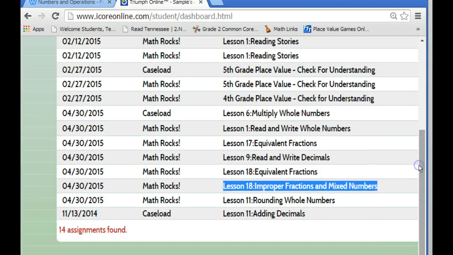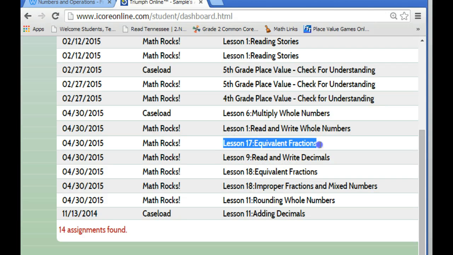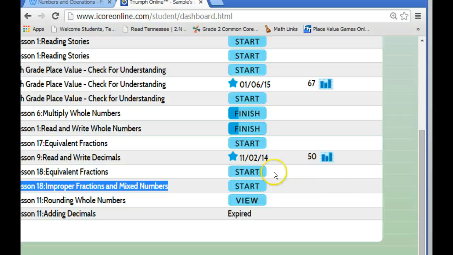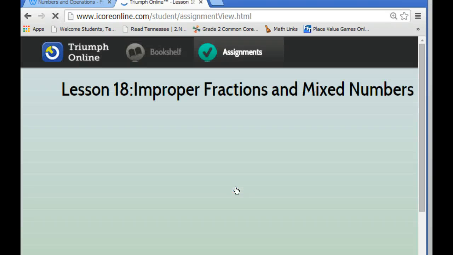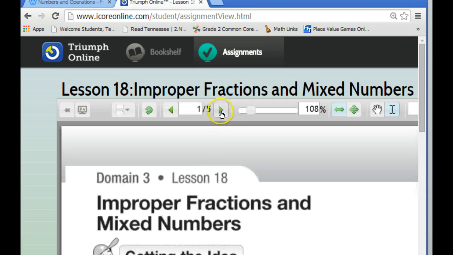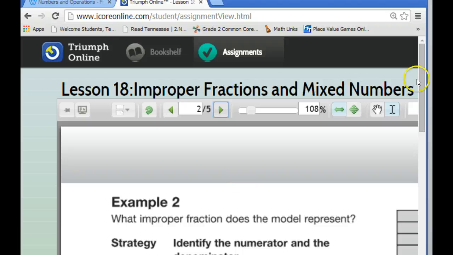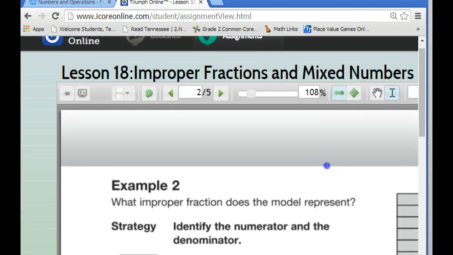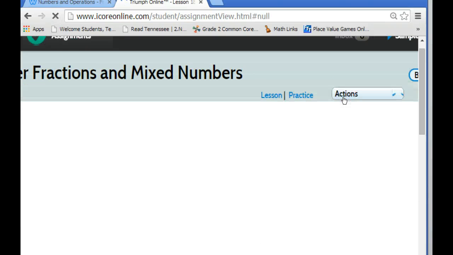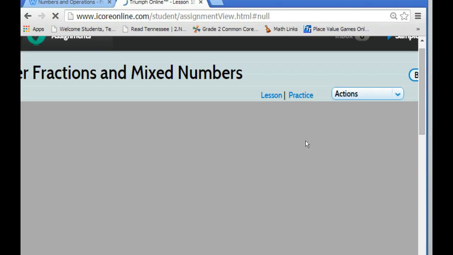In your Triumph account, this is a mock student, so yours won't look exactly like this, but you will see a lesson right here on equivalent fractions, and you'll see lesson 18 on improper fractions and mixed numbers. So let's take a peek. You can go to Start, and what happens when you open that up is the lesson will appear. The first thing that appears are just tutorial pages, so you can scroll through those pages and review. And then the most important thing is if you scroll over, you will see a practice page, and this will test your understanding to see if you need a little more review on that or if you're ready to go.